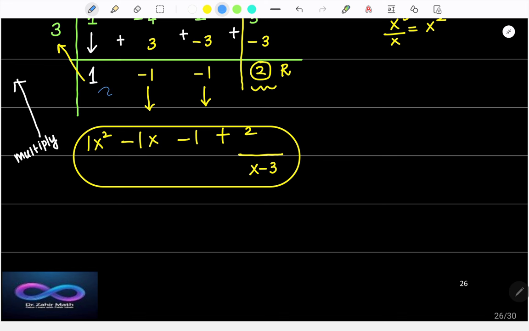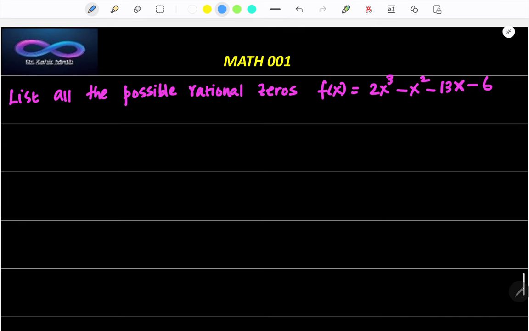Yes. So let me put an arrow. This is 1, right? 1x square, this one. And this is 2, right? Reminder. So let me go to the next question. List all the possible rational zeros of f of x equals.